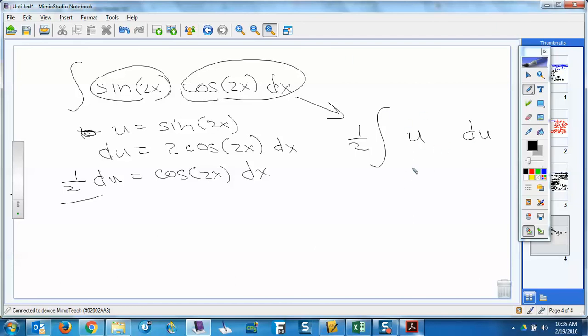Well, that's just a power rule. So that'll go up to u squared divided by 2, so that's a 1/2. Here we've got another 1/2 out there. So it's 1/4 u squared plus c, which would be 1/4 sine 2x squared plus c.